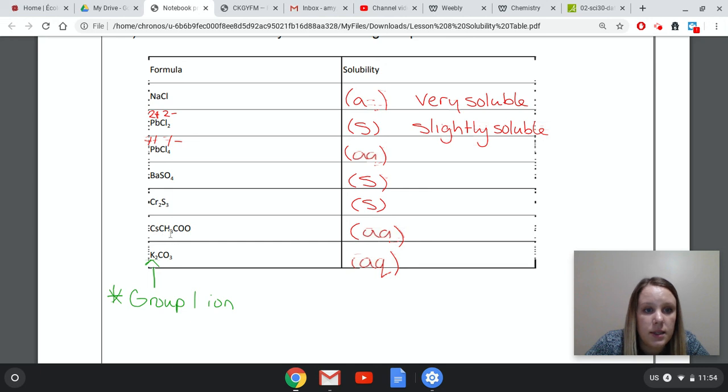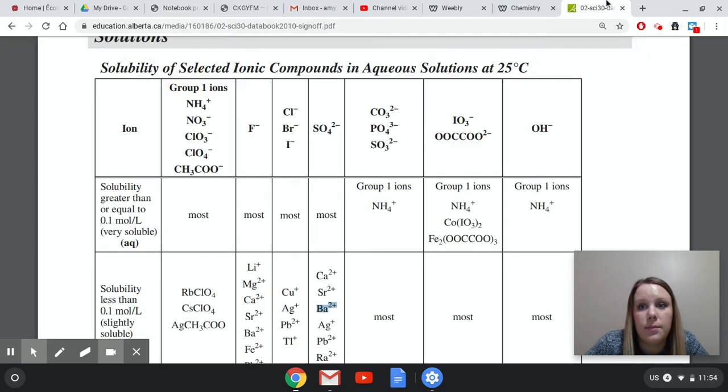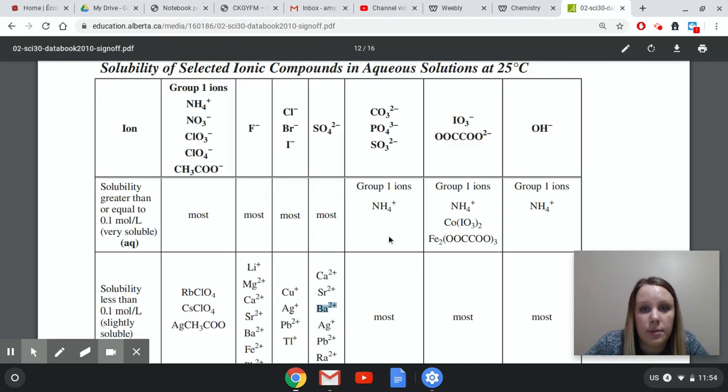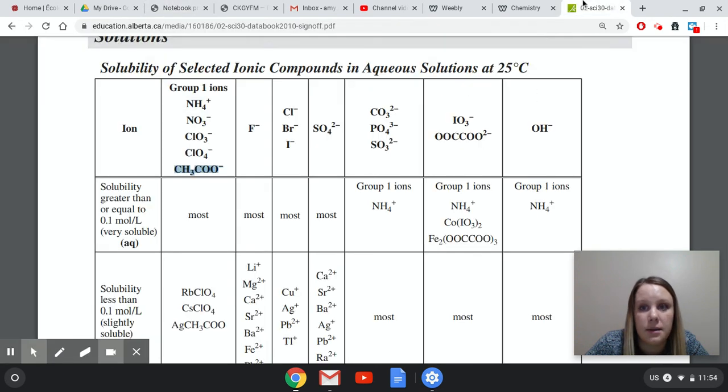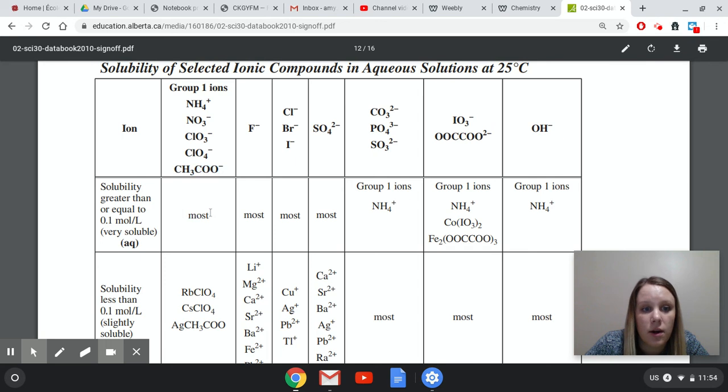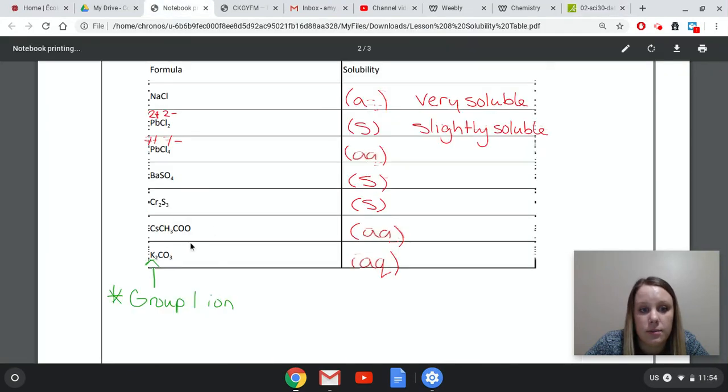Next one. CH3COO is something that I recognize from my polyatomic ion chart. Here it is. Now, do we have any of these mixing with our CH3COO? No, we have cesium. So that's going to fall under this category. None of these are cesium and CH3COO, so we're going to write aqueous behind that one.